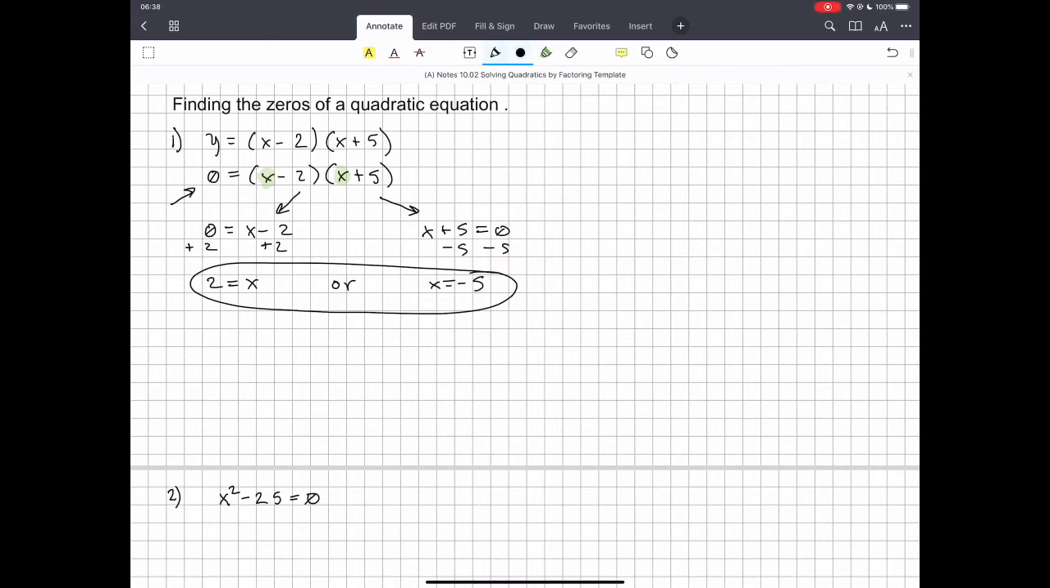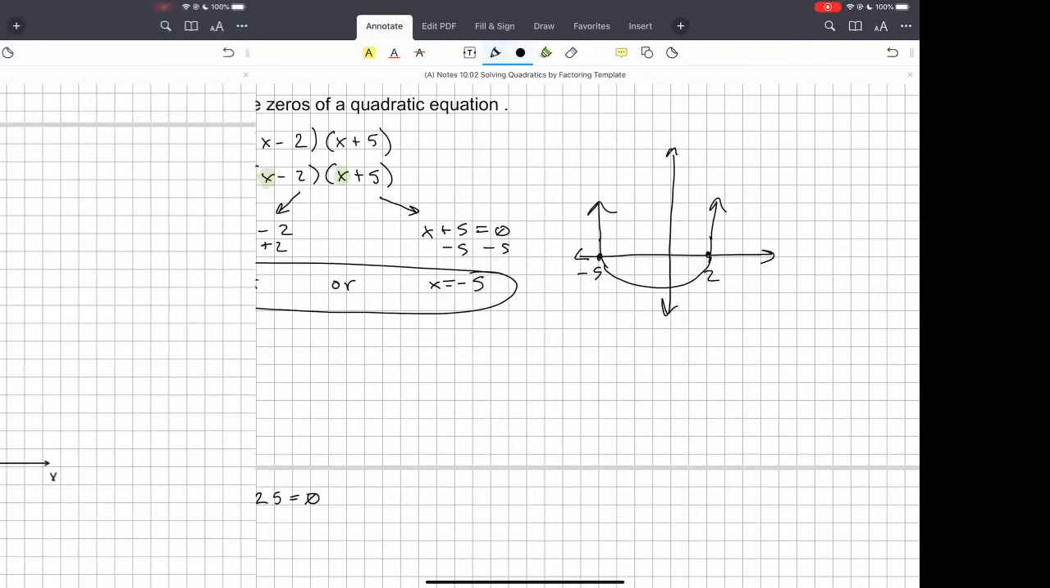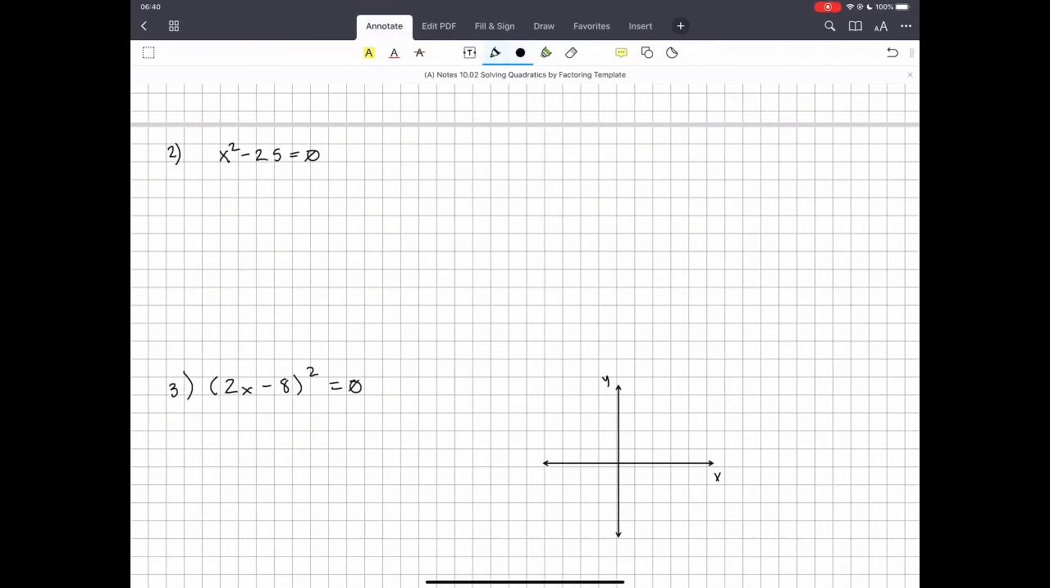So again, what this means is if we have, I'm just going to sketch out a graph here. We have a parabola that would cross over, let's say, -5 and 2. All right? So the parabola is going to go through here. And that's what we've just found. We found the x-intercepts for that parabola.